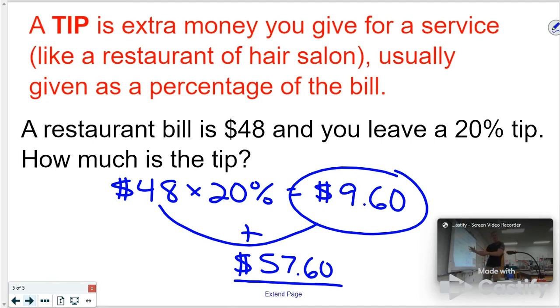But this question just asked how much the tip would be. So one thing you gotta be really careful with these percentage with tax, tip, and discount questions is to make sure you're answering what's being asked.